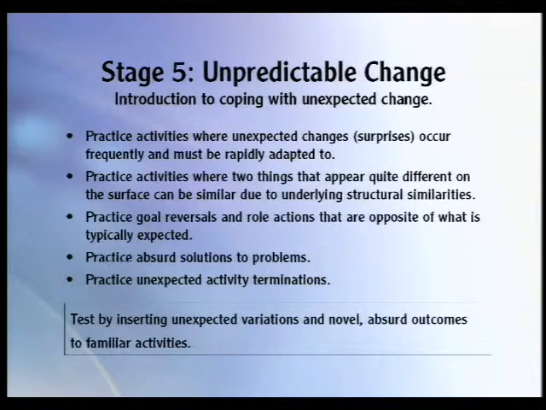The final type of activity we do in stage 5 involves inserting unexpected variations and novel outcomes to familiar scenarios or activities. So, for example, one of the activities we might do with older children involves a role play where we practice together the idea that the child has now just won a lottery, won $1 million. So as the role play goes on, someone comes to the door, the child answers the door, and they're told by the person at the door that they've won the lottery.